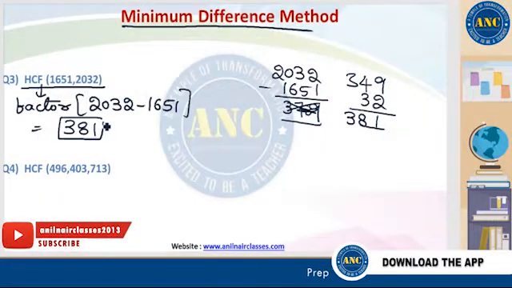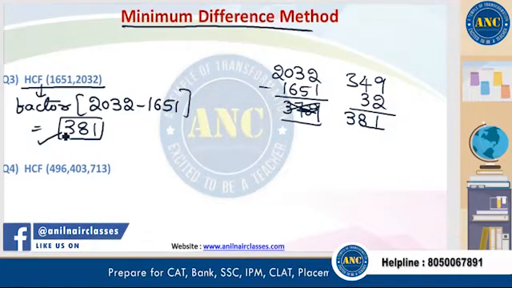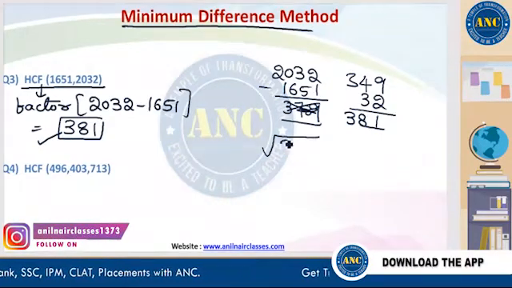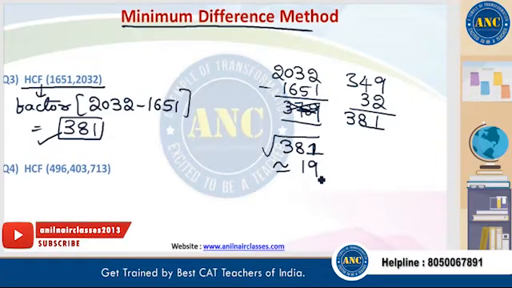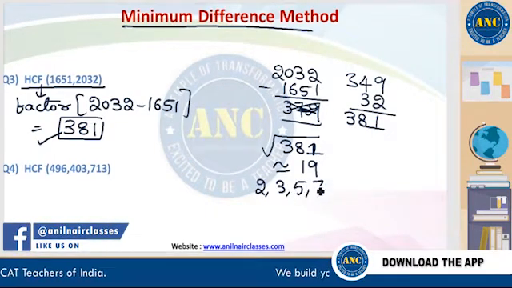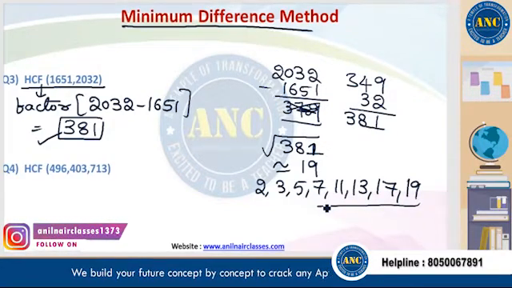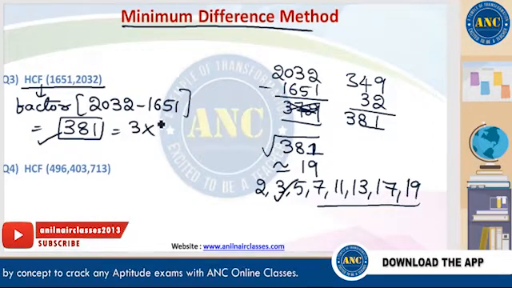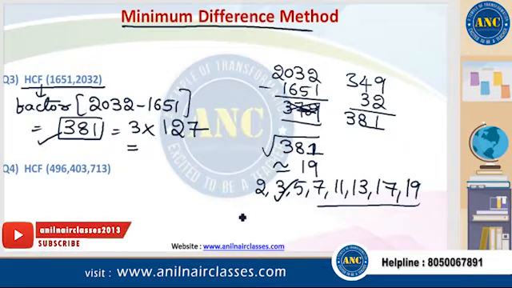Now we have to check whether 381 is prime or composite. The square root of 381 is approximately closer to 19. 19 squared is 361. The primes are 2, 3, 5, 7, 11, 13, 17, 19. Check if any of these divides. Sorry, for 381, the sum of the digits is divisible by 3. So it is divisible by 3. So it is 3 into 127.